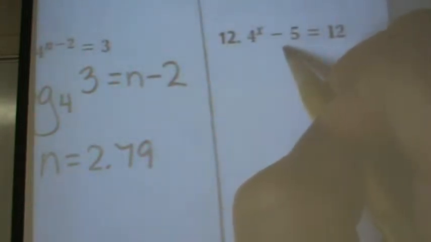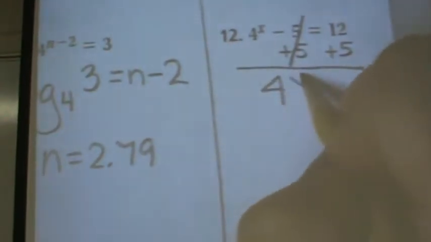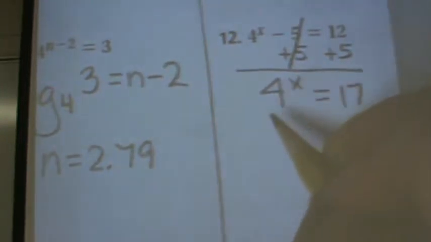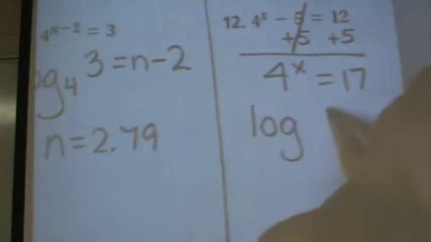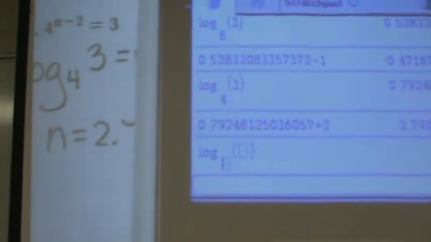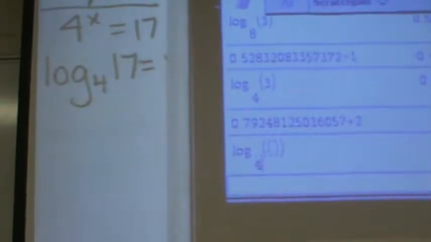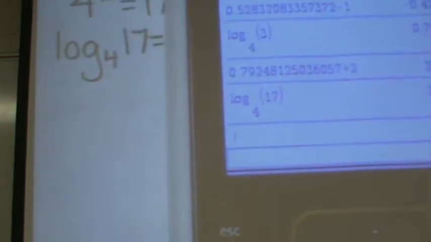Next. Add 5. Thank you. D'Angelo, say it again. Who said it? Christian. Add 5. Good job. So 4 to the x power is equal to 17. Now you're going to write log of 17 base 4 and type that in your calculator. And what answer are you going to write? 2.04. Beautiful.